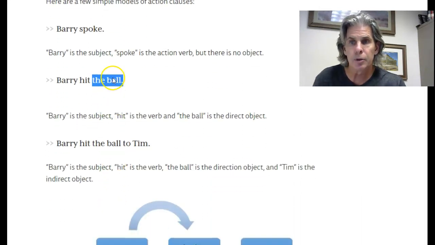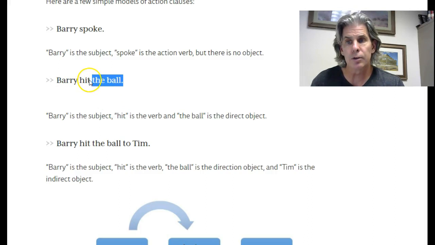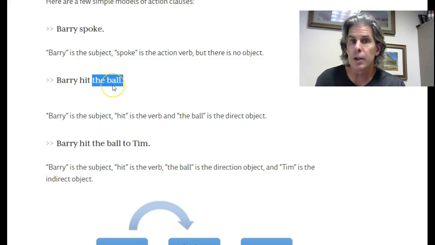But the object, the ball would be the object. So notice with this, Barry is a noun, hit is a verb, the ball is a noun. But Barry is playing the part of subject, hit is playing the part of verb. It is a verb that plays the part of a verb. And the ball is a noun.